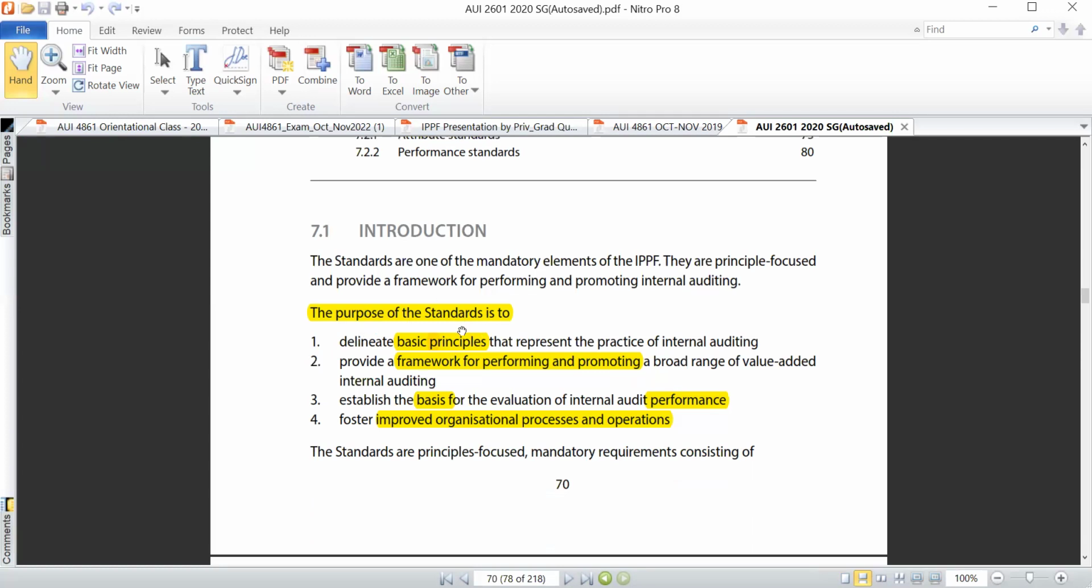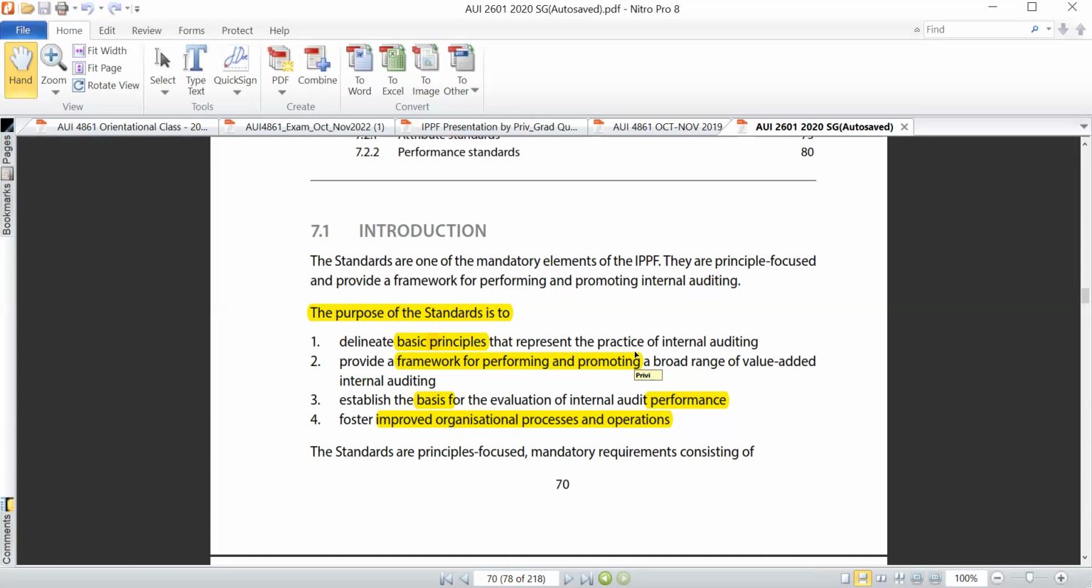Now, what is the purpose of standards themselves in general? Number one, they delineate the basic principles that represent the practice of internal auditing. So in other words, it describes what internal auditing as a practice is all about. When you look through the standards, we're able to understand what internal auditing is. We are able to understand the roles and functionalities of internal auditors with respect to the work that we do in practice, and how we relate to those that we offer the work or the service to, right?